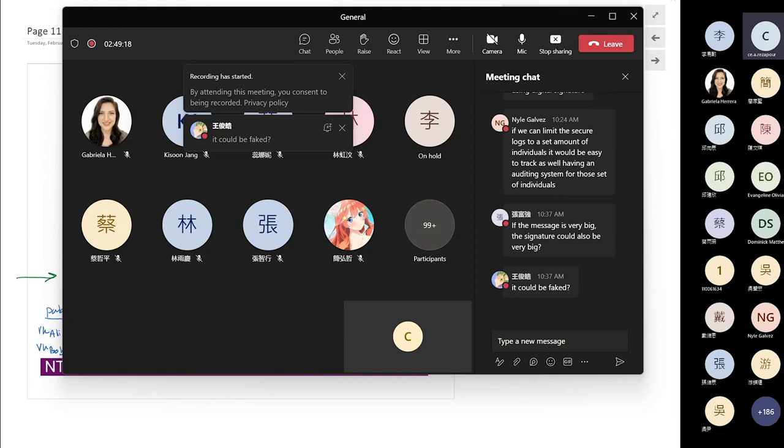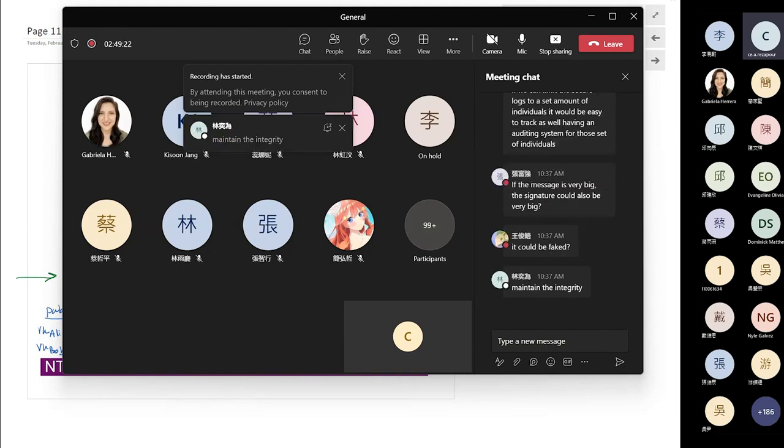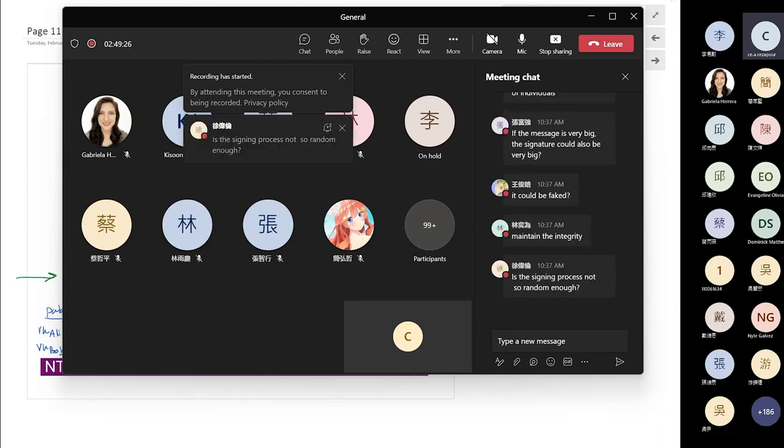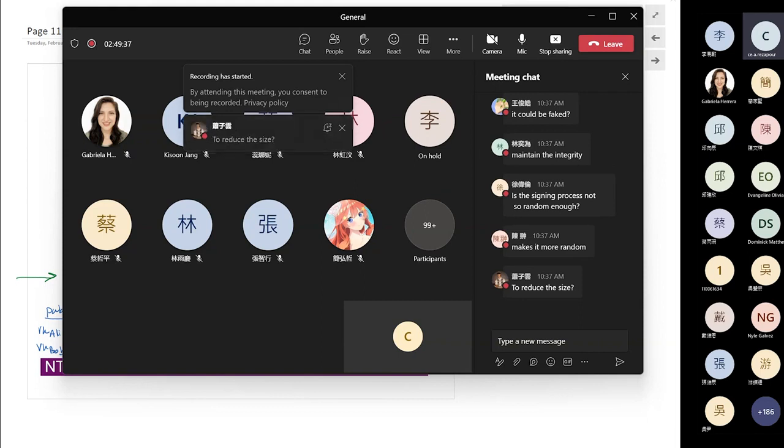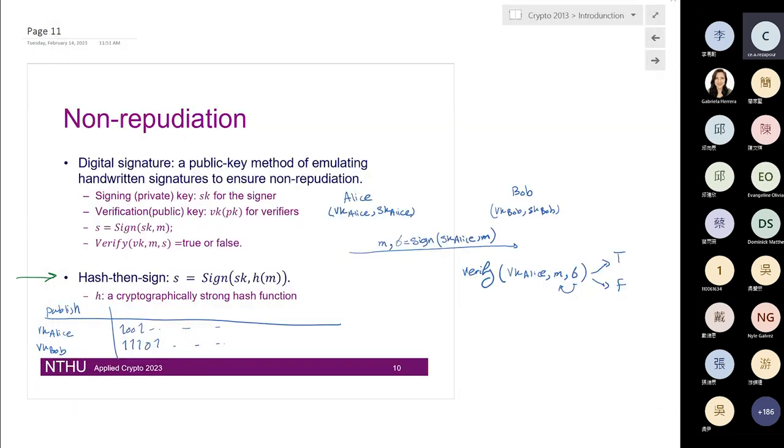It could be faked. How could it be faked? Maintain the integrity? No, it has nothing to do with the integrity here. It is a very good point. It could be one of the reasons that we could add randomness to it, but I don't want to bring that subject up now. Make it more random, to reduce the size. Yes, exactly. This is the answer that I was looking for.